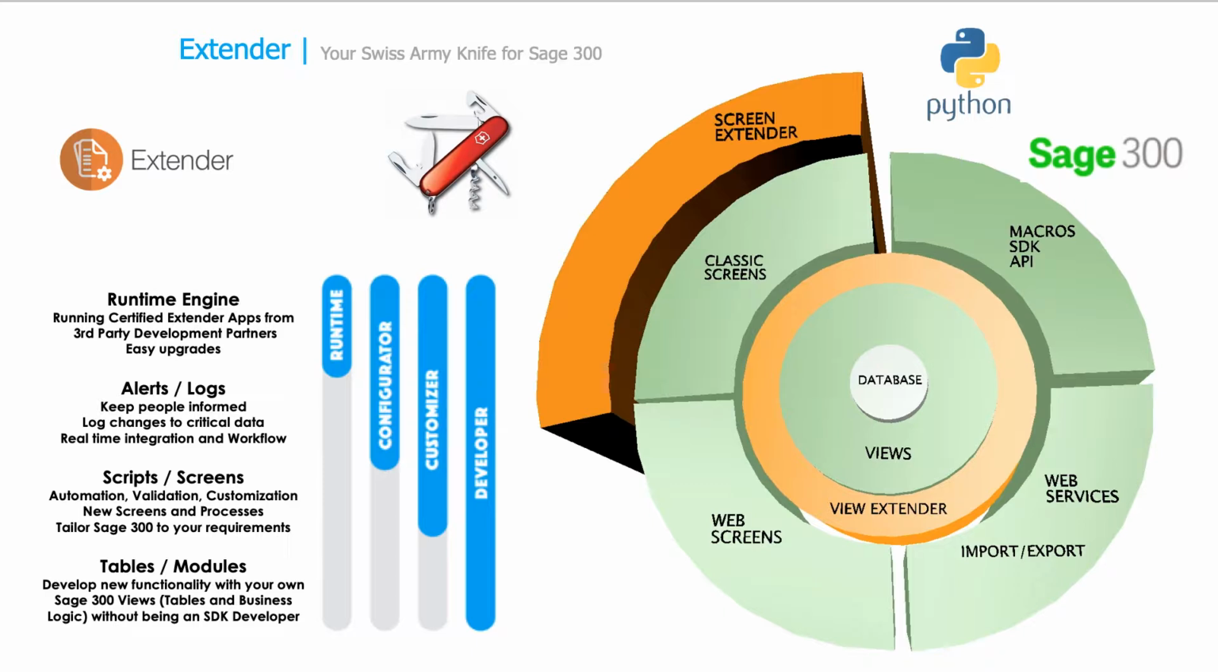The screen extender component relates at this stage to the classic desktop screens and allows you to customize those desktop screens in different ways, but in such a way that there's no longer the need to recompile OCXs with customizations every time you go through either a product update or an upgrade. We have different versions of Extender, and they run through from the runtime version through to the developer version, so you would be choosing the version which best suits your requirements.